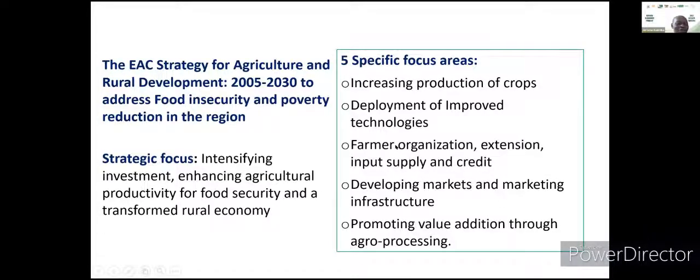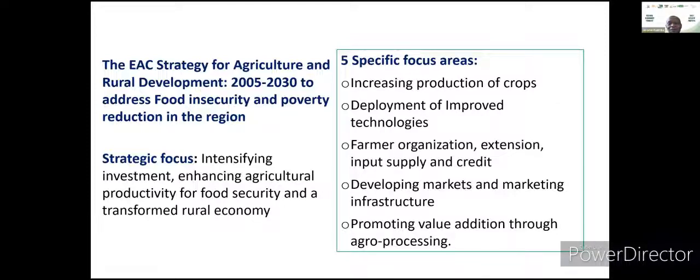All the work that we do in Uganda on bananas is supposed to serve what we call our strategies for improving agriculture and rural development. The different countries in East Africa have different programs and strategies, but they are all about similar. The strategic focus is on intensifying investment, enhancing agricultural productivity for food security, and transforming the rural economy.